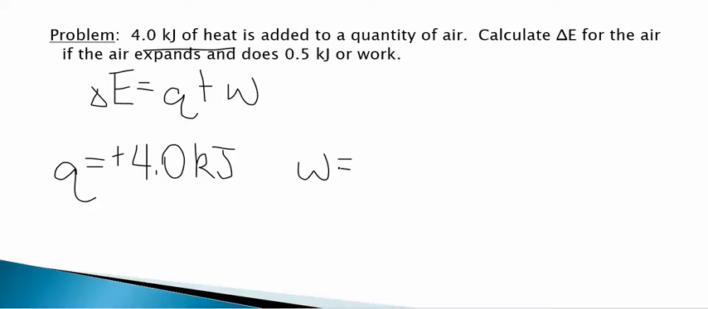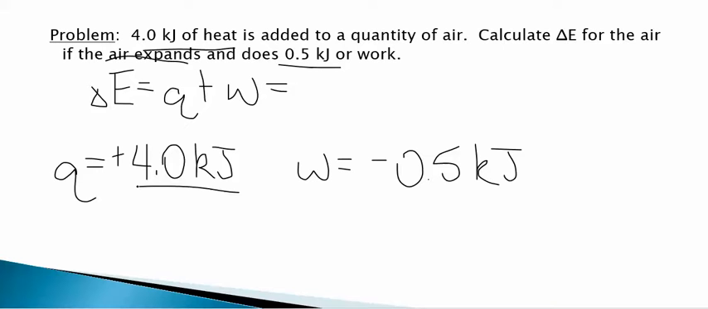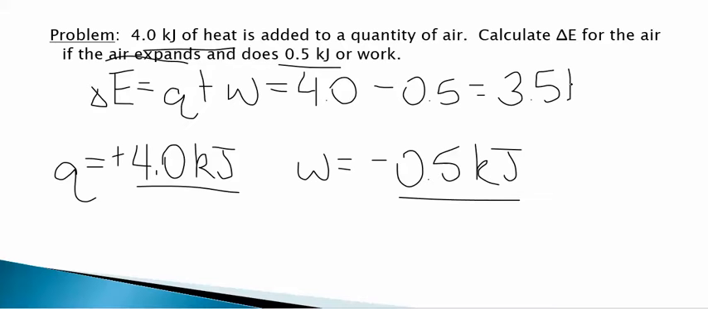Then the work is 0.5 kilojoules, but again, work can be positive or negative. It depends on what is doing the work. Well, in this case, the air expands and does work. Well, air is the system. So the system is doing work, which means the sign for work is negative 0.5. So heat is absorbed, positive 4. Work is done by the system. That's why it's negative 0.5. So the change in internal energy is simply 4 minus 0.5. So the change in internal energy is 3.5 kilojoules, delta E.